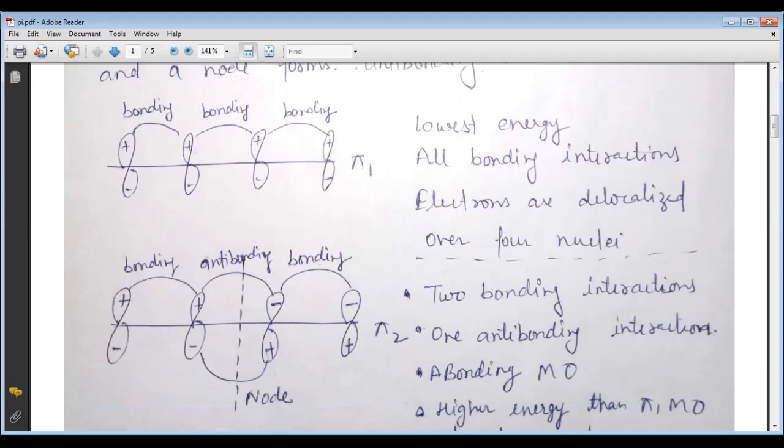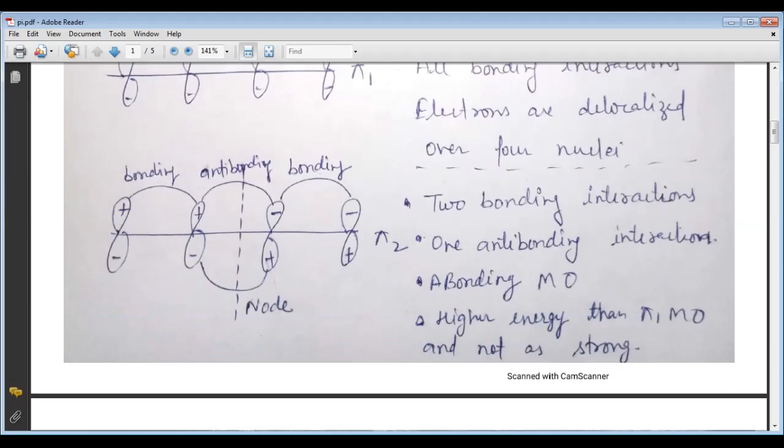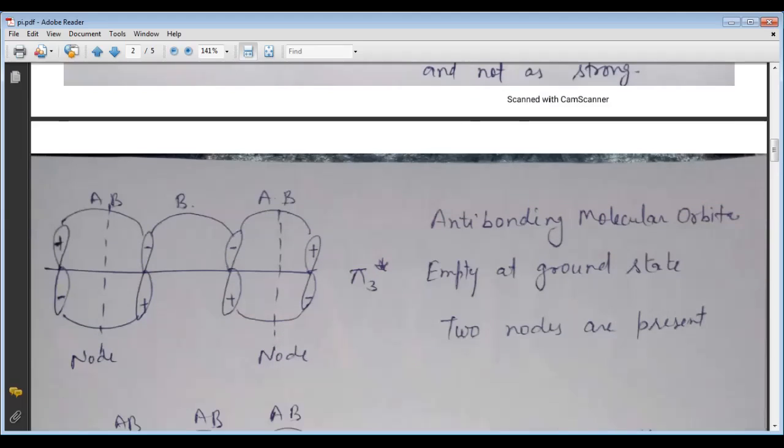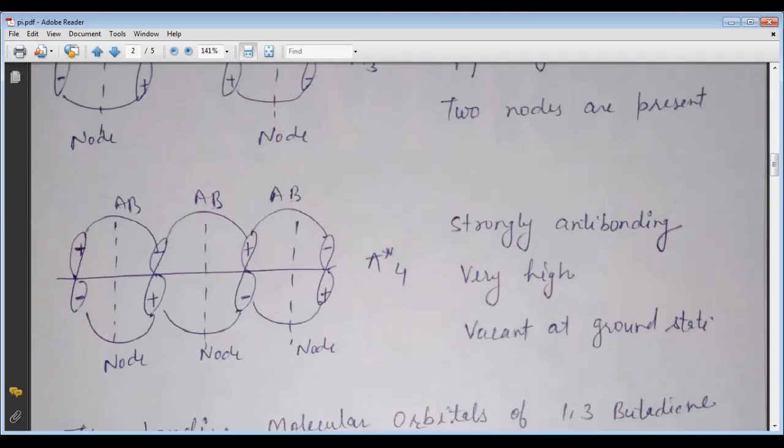So all the bonding interactions are present here, and when one node is present, it means there is one anti-bonding interaction, and when two nodes are present, there are two anti-bonding interactions. Okay, and the last has three nodes present, so there are three anti-bonding interactions.